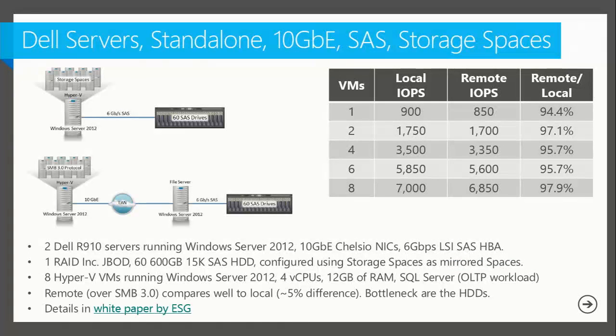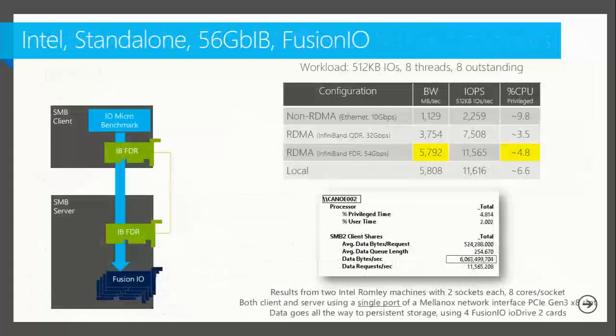Another one, this is a white paper we published comparing SAS drives connected directly to a machine, to a Hyper-V box, then SAS drives connected to a file server connected to the Hyper-V box. Again, showing the configuration running within 5% of the original throughput. Another one comparing non-RDMA 10 gig with RDMA 10 gig.